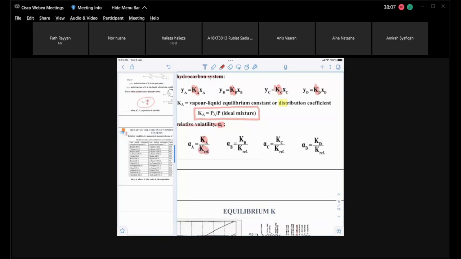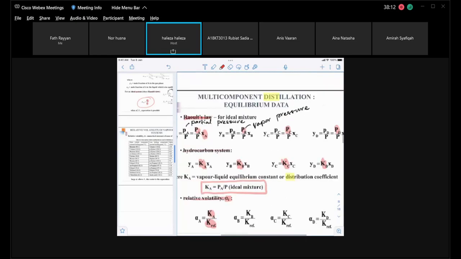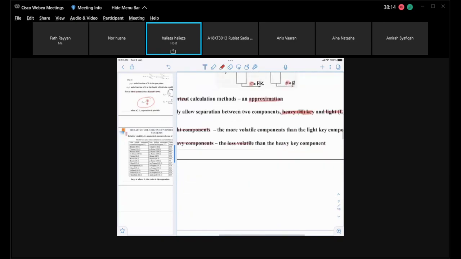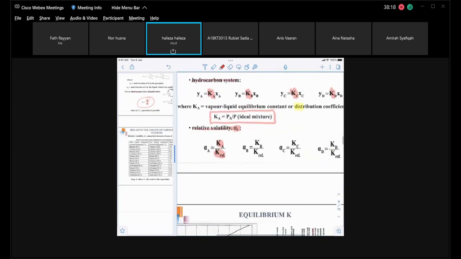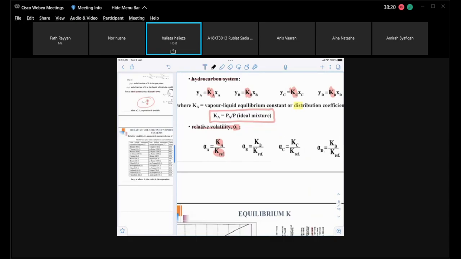Now you have a reference K value. You choose the component you're going to select as your reference. For example, you have components A, B, and C, and you choose Kc as your reference. So this equation becomes Ka over Kc if component C is your reference, and you do the same thing for the others: the equilibrium constant divided by Kc. You obtain the K constant from the graph or calculate it using the equations. This is how you calculate your relative volatility.